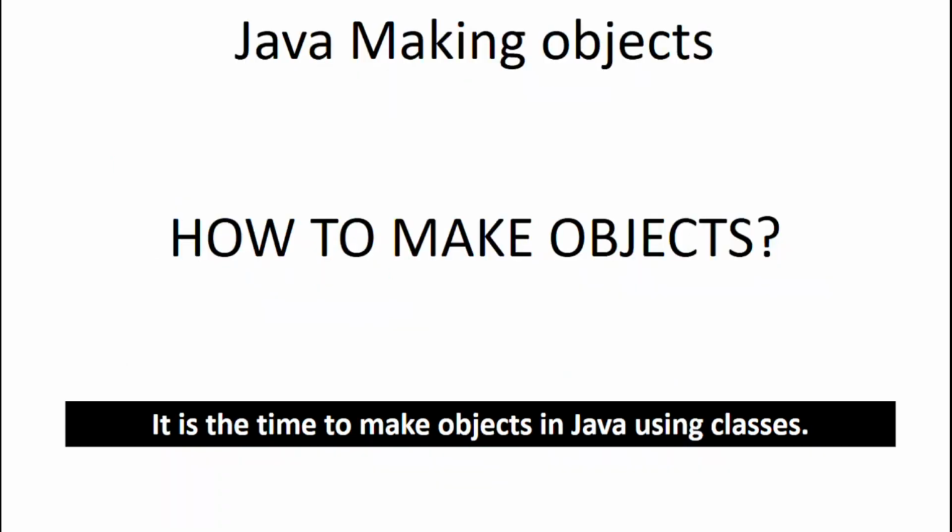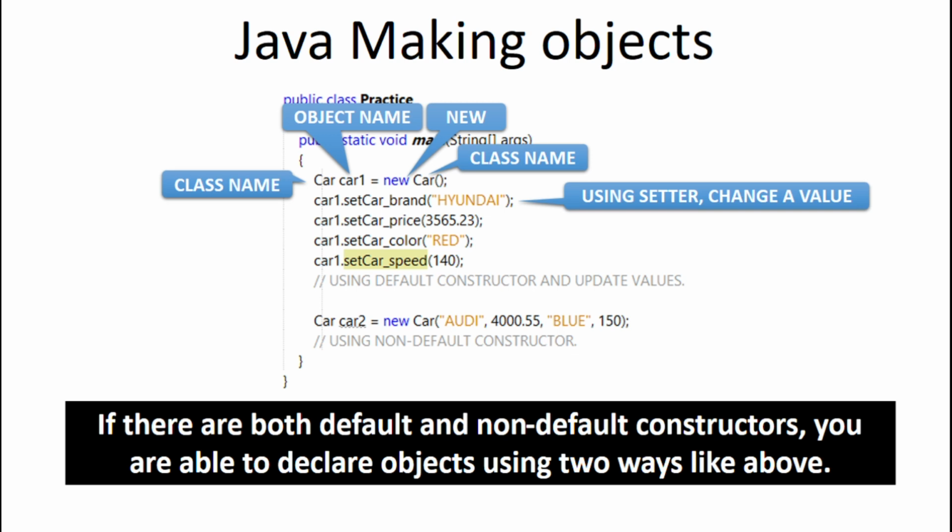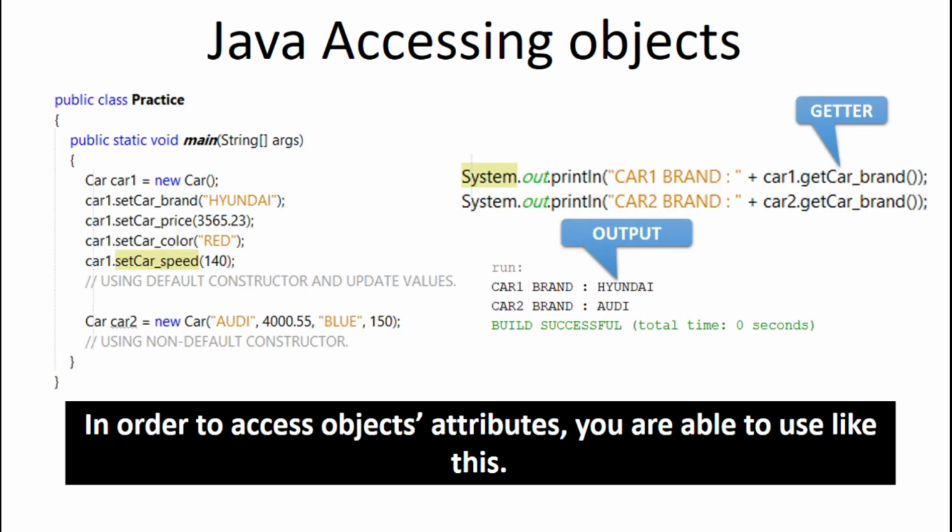How to make objects? It is time to make objects in Java using classes. If there are both default and non-default constructors, you are able to declare objects using two ways like above. In order to access objects' attributes, you are able to use this to retrieve the values.